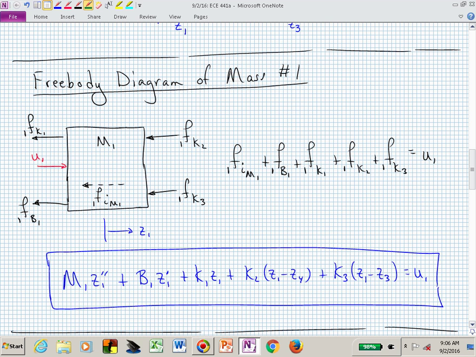Then you'll have the spring forces opposing that, you'll have the dashpot force, you'll have the inertial force, and then the reference input will be in whatever direction it was applied. And you just live with that particular direction. In this case, U sub 1 was opposite all of the other forces in that system.